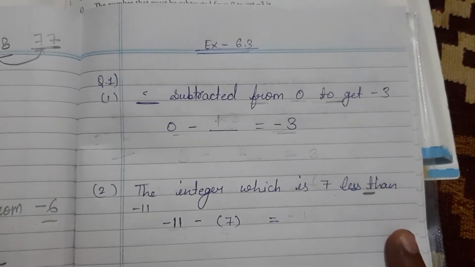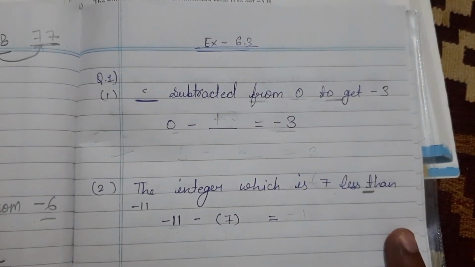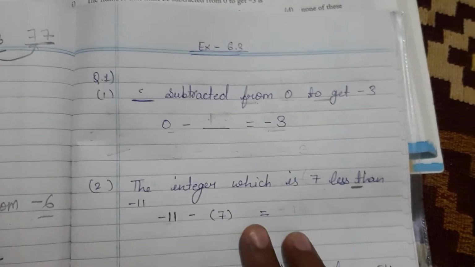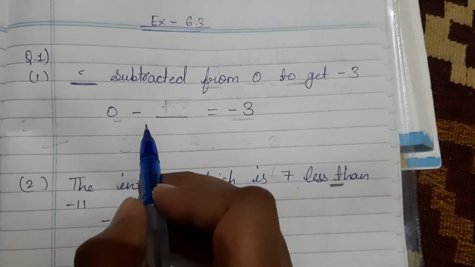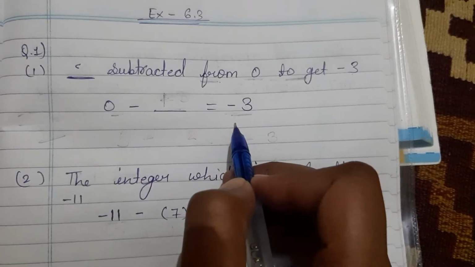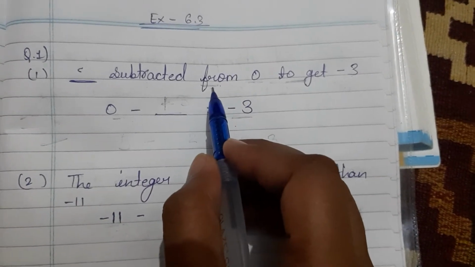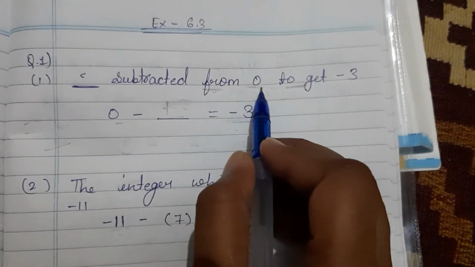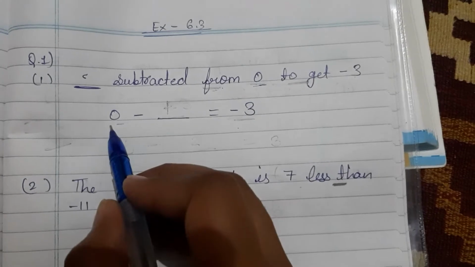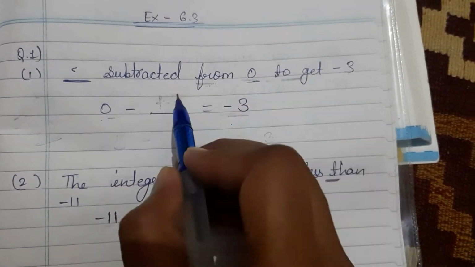Good morning, students. Now your exercise 6.3. So question number 1. Subtract it from 0 to get minus 3. What you have to subtract it from 0, then you will get minus 3. So you have to remember, whenever you see the word "from", whatever the digit is after the word "from", you have to write first always. This is the first number.